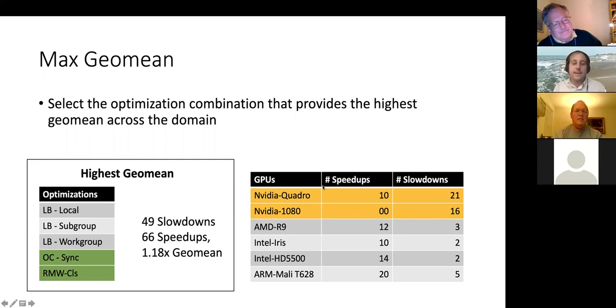And the reason for that is that actually the NVIDIA GPUs are less sensitive to our optimizations. So they basically provide the lowest speedups when you do these things. And that's why if you go for the highest geomean, it ends up being biased against the NVIDIA GPUs.